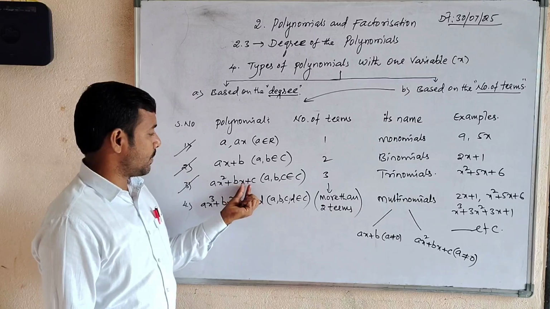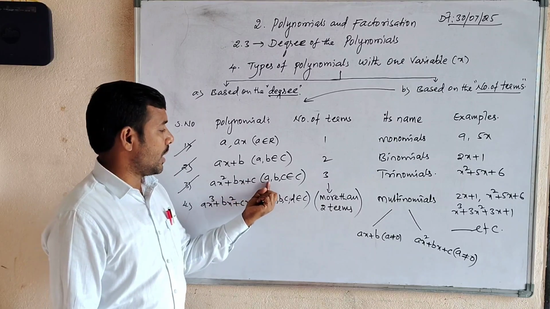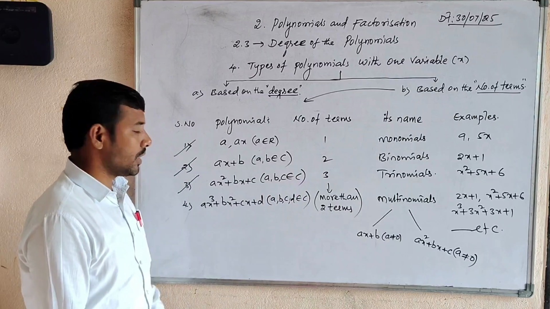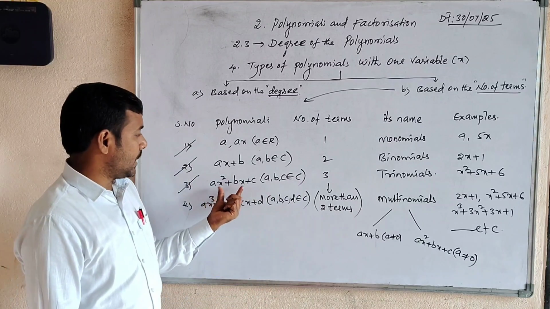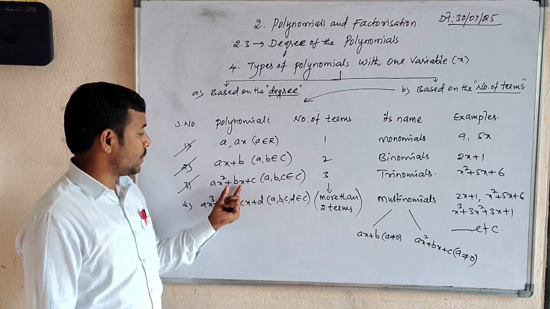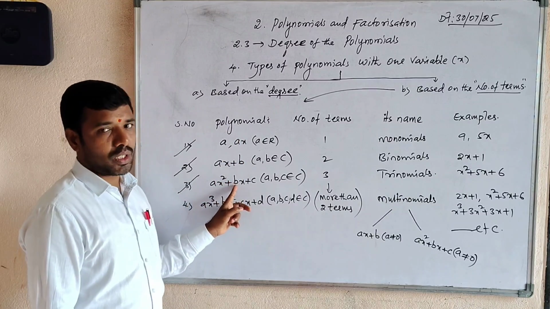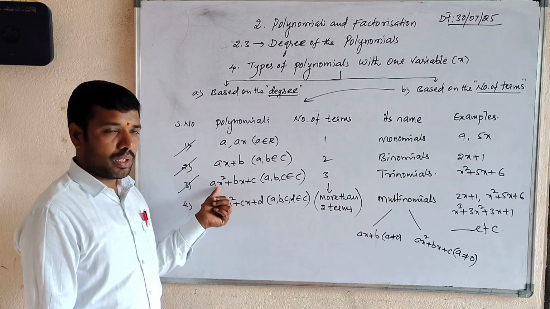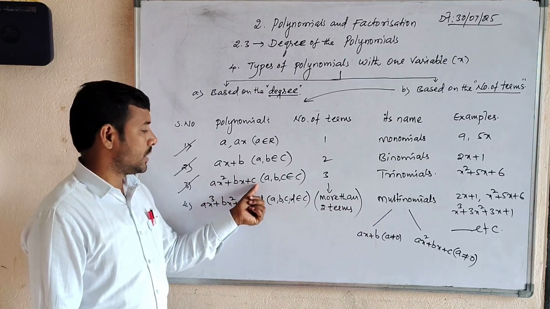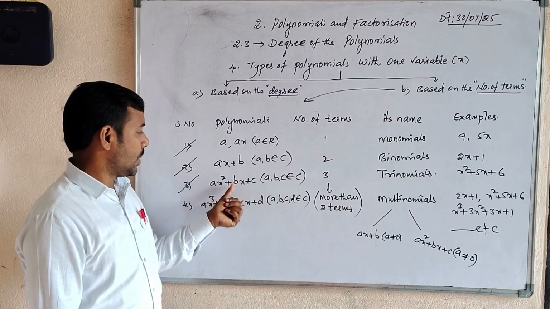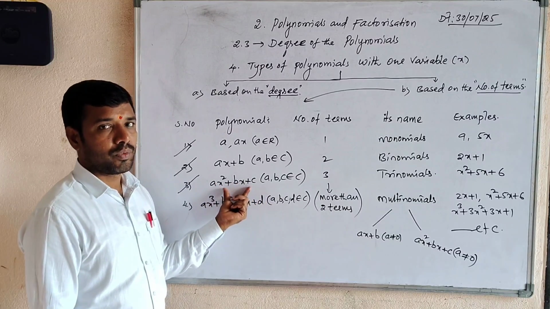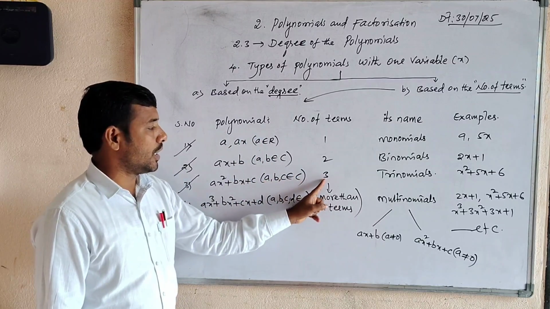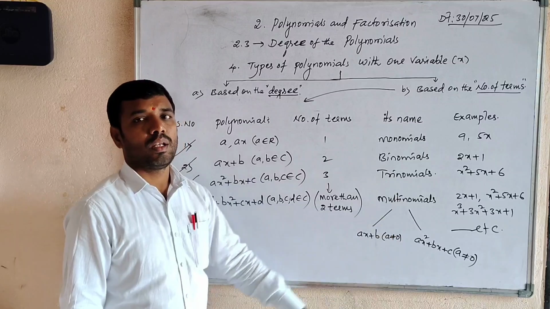Ax square plus bx plus c, where a, b, c belong to constants or numerals. This is one of the polynomials whose number of terms is 3. Here, how many terms are there? Ax square is the first, bx is the second term, c is the third term. 1, 2, 3. It has 3 terms. So the polynomial which contains 3 terms is known as a trinomial.